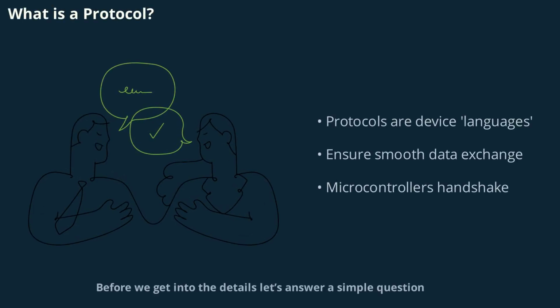Before we get into the details, let's answer a simple question. What is a communication protocol? Picture two microcontrollers shaking hands, symbolizing a friendly agreement. Devices need a common set of rules to talk to each other. These rules are called protocols. Think of it as a language that both sides understand. For example, a microchip sends data to a sensor using these rules, ensuring the message is clear and received correctly. Communication protocols make sure that devices can exchange information smoothly, no matter who made them.